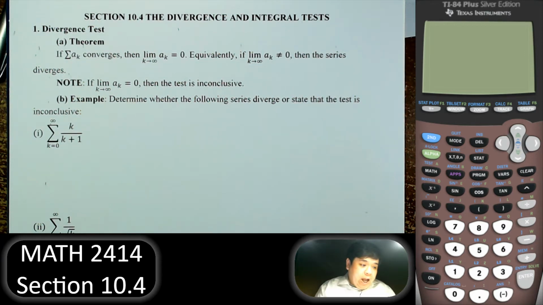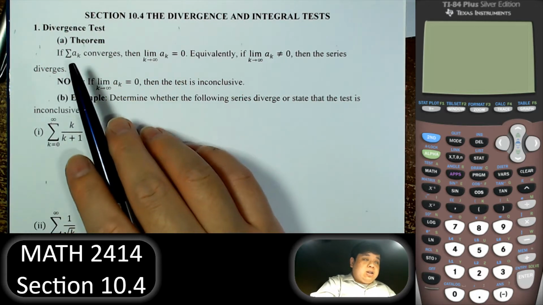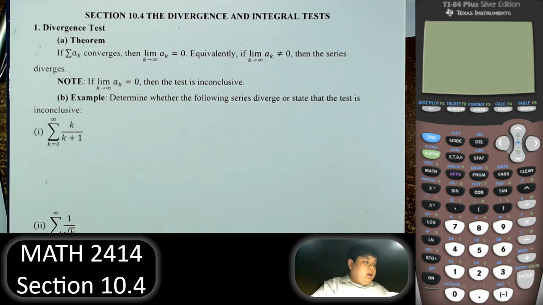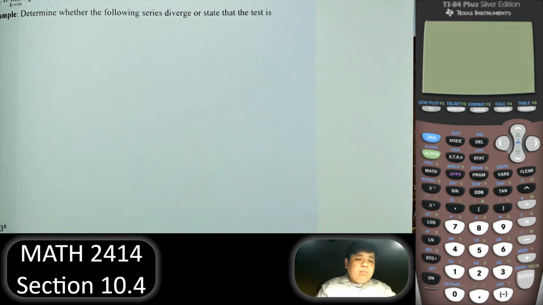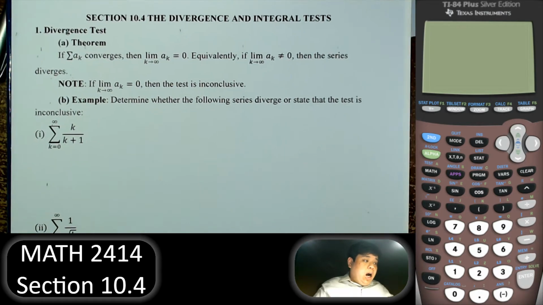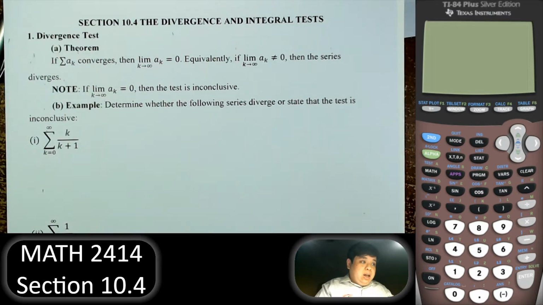Hi everybody, now we go to section 10.4 in Calculus 2. In this section, there are three important objectives. The first one is the divergent test, the second one the integral test, and the next one is the p-series. Essentially, we look at a series, and this section will tell us if the series is convergent or divergent.